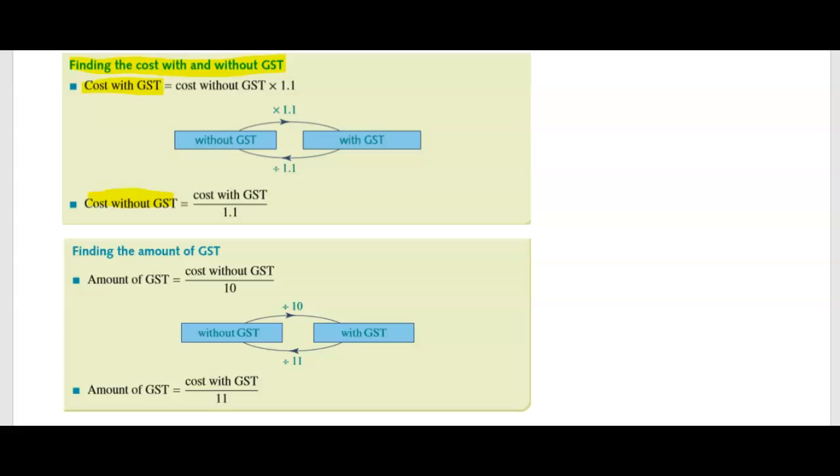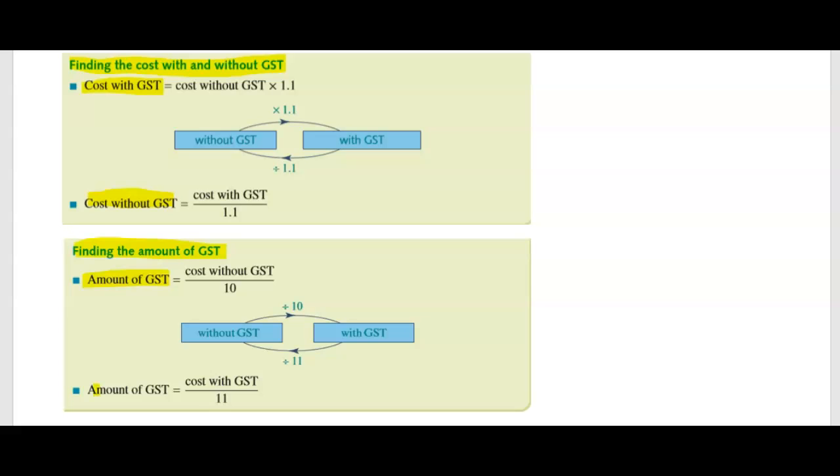These formulas will be extremely helpful. Now, if you just want to find the amount of GST, so not how much we're going to pay, but just the amount of GST, the amount of GST is the cost without GST divided by 10. That's basically the same as taking 10%. So my chocolate bar at $1, if I divide it by 10, gives me 10 cents, so my amount of GST is 10 cents.